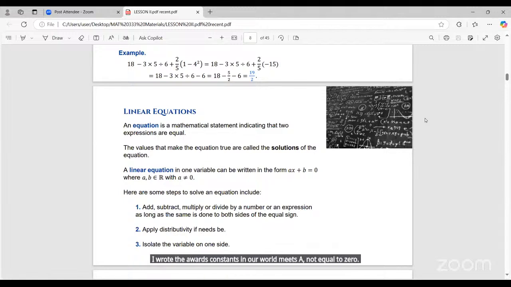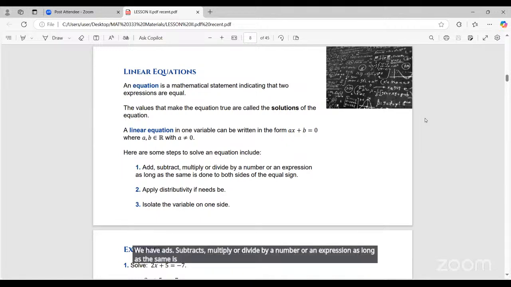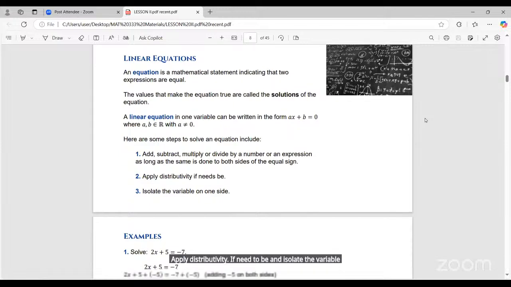Here are some steps to solve an equation. We add, subtract, multiply, or divide by a number or an expression as long as the same is done to both sides of the equal sign. Apply distributivity if need be, then isolate the variable on one side.